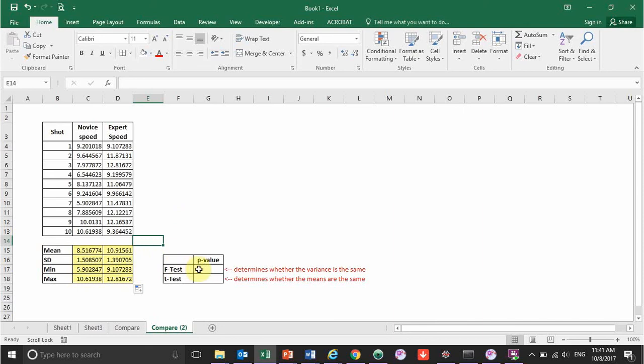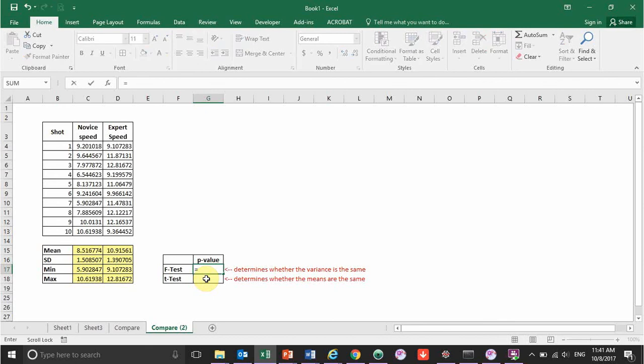So, in order to see if the variation between these two is at least similar or extremely different, do the expert players have much more consistent shooting and the novice people tend to be all over the place? Those are the kind of things that we want to determine, and whether or not that's just a chance observation or actually reflective of the population.